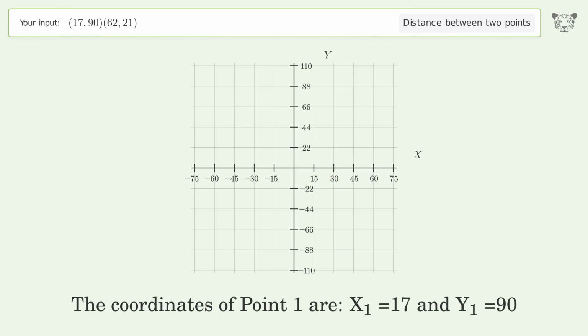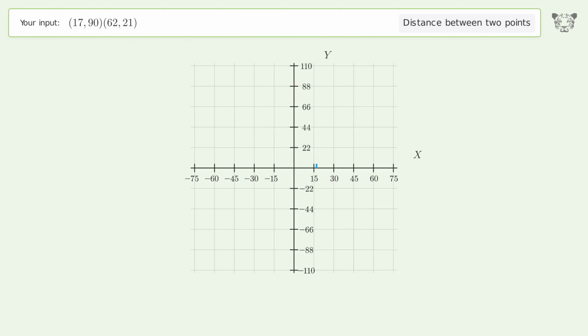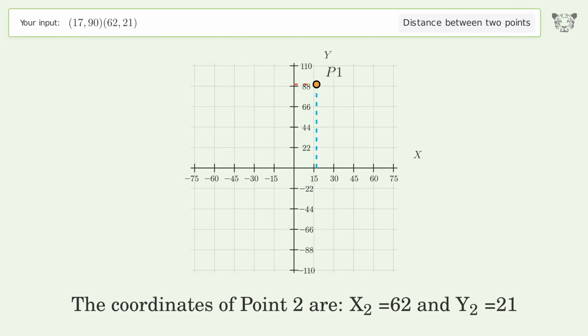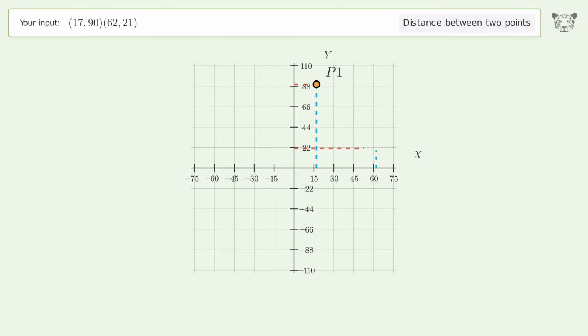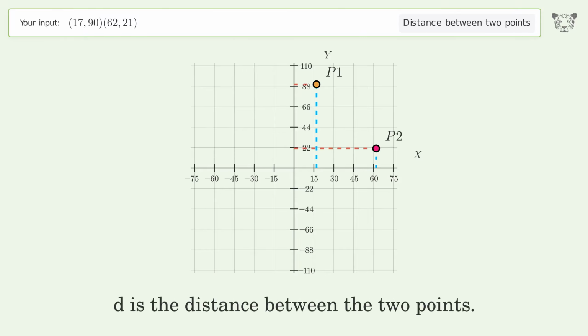The coordinates of point 1 are x1 equals 17 and y1 equals 90. The coordinates of point 2 are x2 equals 62 and y2 equals 21. D is the distance between the 2 points.